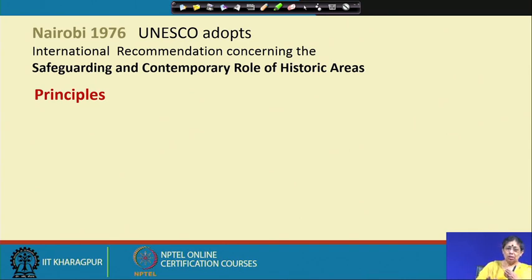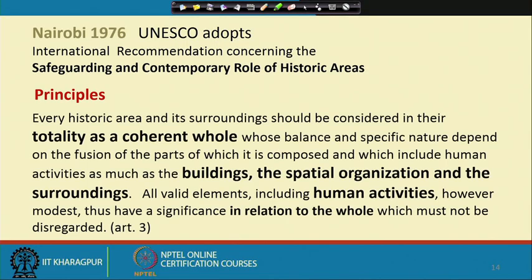It followed in 1976. We had the Nairobi, where UNESCO adopted the international recommendation concerning safeguarding and contemporary role of historic areas. You see, again and again I am saying safeguarding and contemporary role of the historic areas. So, let us see what the principles are.